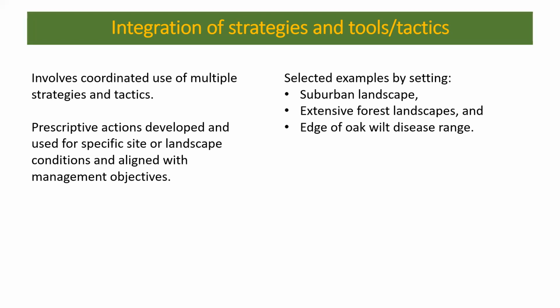I could talk at great length about examples for this, but today I'll just give you 3 different settings, ranging from a suburban setting, extensive forest area, to an area where the oak wilt fungus is relatively new, and is threatening to move out even further. Examples of these scenarios, at least 2 of them, can be found in the oak wilt story map that's available online if you want greater detail.